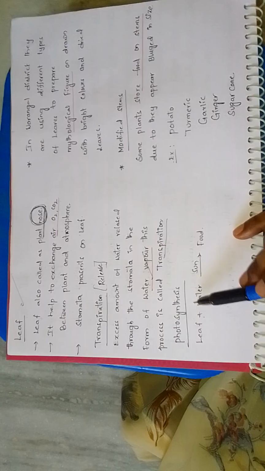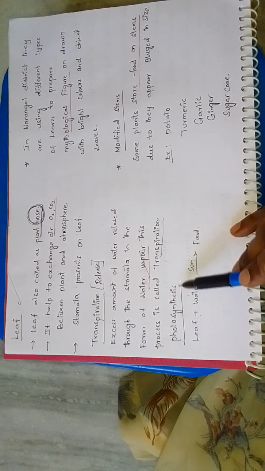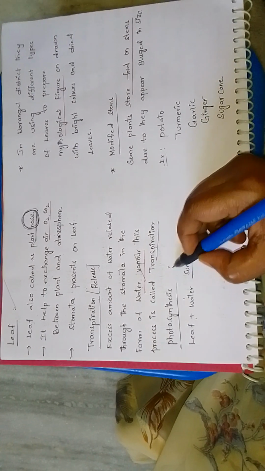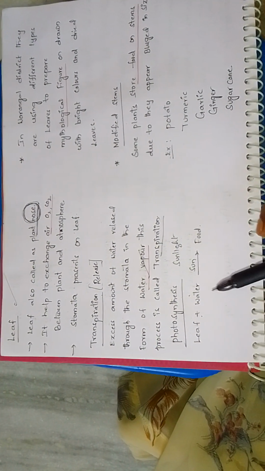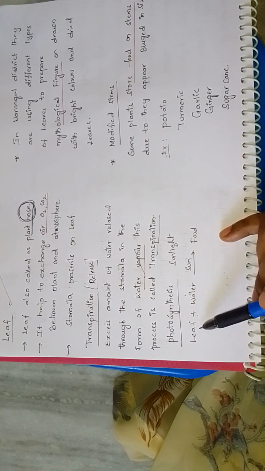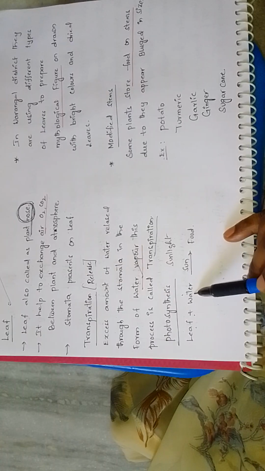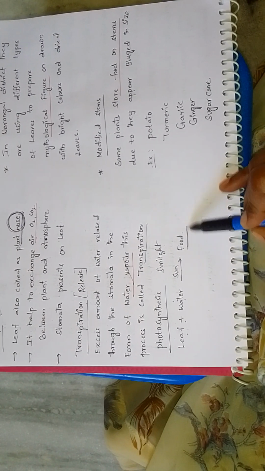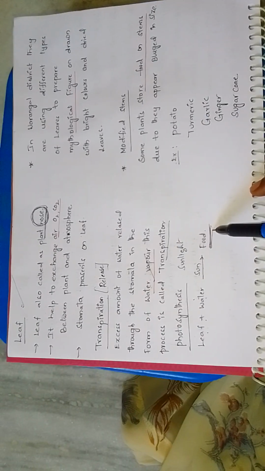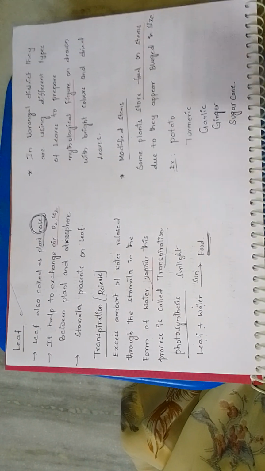And the next one is photosynthesis. The photosynthesis process is completely done in the presence of sunlight. The most important parts of the photosynthesis process are leaf and water. In the presence of sunlight, the plant prepares the food. This process is called photosynthesis.